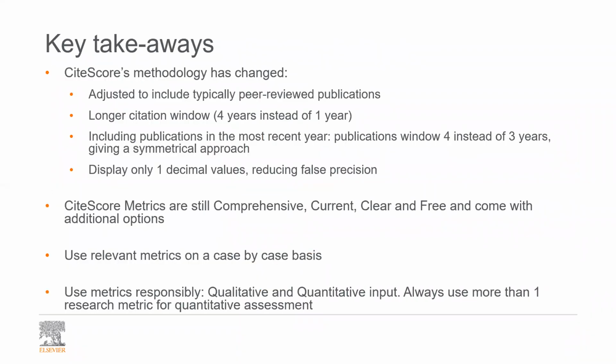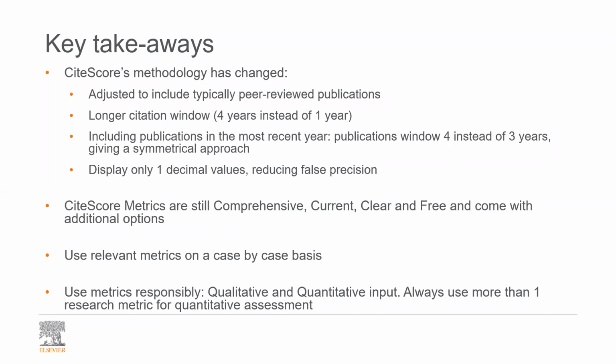So after this session, the key takeaways should be as below. I expect you to have learned all this after my session, including the CiteScore methodology. It changed from 1 year to 4 years, a longer citation window, adjusted to include typically only peer-reviewed publications, including publications in the most recent year, with a publication window of 4 years instead of 3 years. So we wanted to give you a symmetrical approach to the calculation of the CiteScore formula. It displays only one decimal value to reduce false precision.